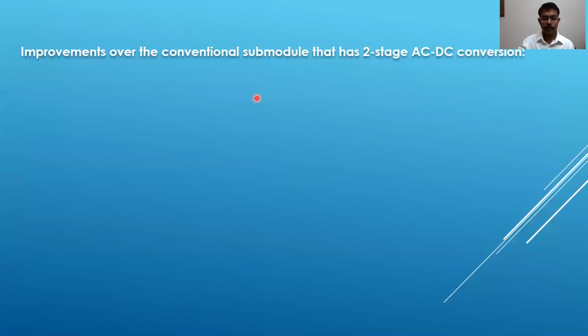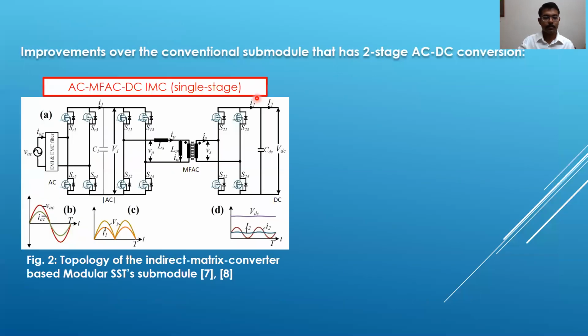Okay, so we move on to some of the improvements over this conventional submodule, which has 2-stage conversion. First up, we have a direct improvement over the previous submodule by eliminating the bulky electrolytic capacitor after the rectification stage. So what is being done is the dual active bridge is being controlled in such a manner that the current I1 is controlled to be proportional to V1, that is the rectified voltage just after the rectification stage.